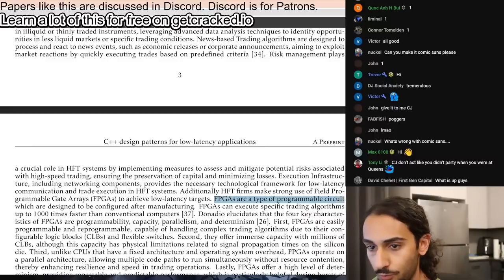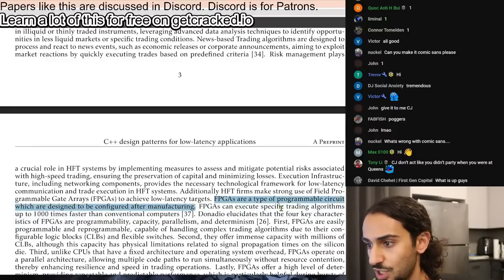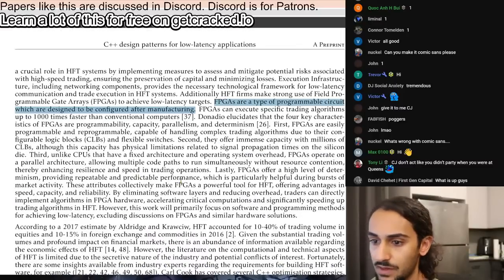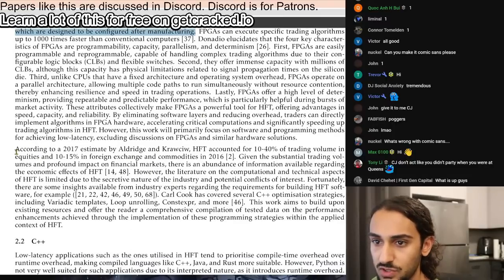FPGAs are a type of programmable circuit designed to be configured after manufacturing. FPGAs can execute specific trading algorithms up to 100 times faster than conventional computers. Okay, we know all this stuff. This is actually some interesting background information. Let's just read this tidbit.